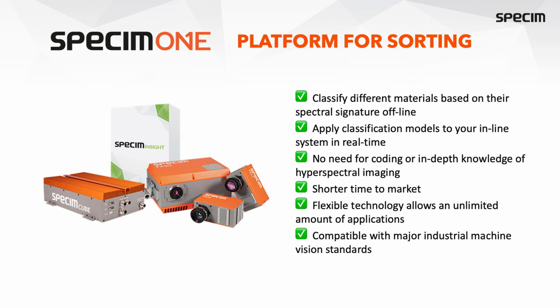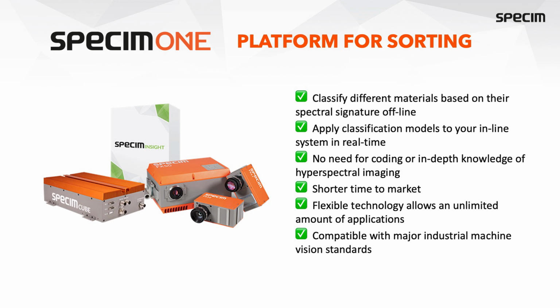because as you can see here on this slide, SpecimONE is actually a package. It is a platform, so it works with the cameras FX10, FX17, and also FX50, and with the cube, which is actually based on a GPU for real-time sorting. And there is also Specim Insight, which is software to build the model. So then, once you have built a model with Insight, you can then load it into the cube so that you can have real-time data processing.